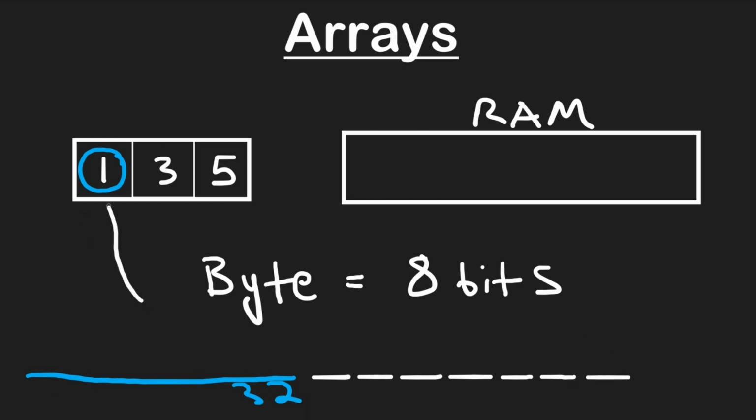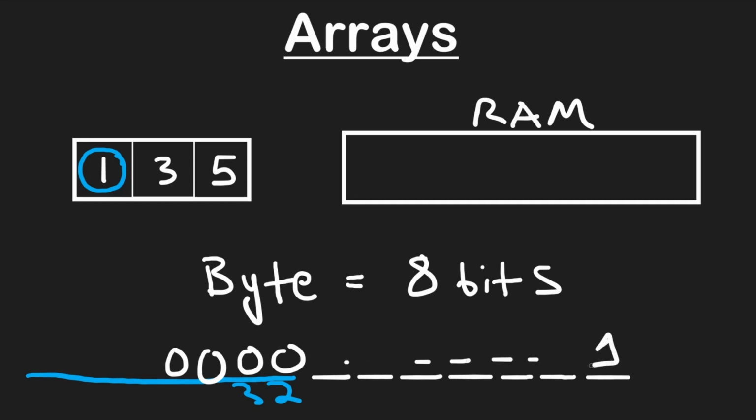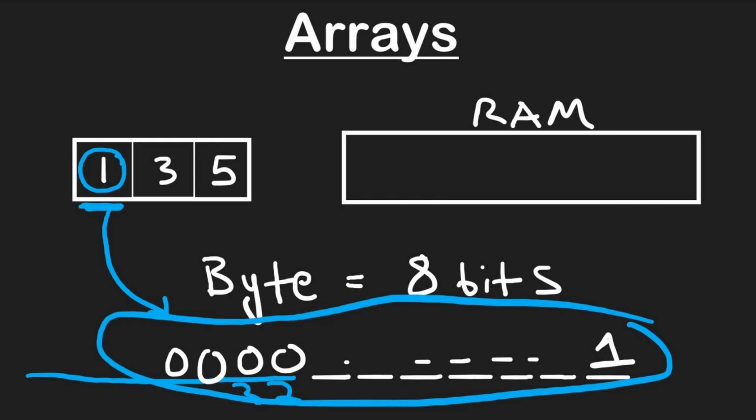So how are we going to represent this 1? Well, we're going to talk about this a little more in depth later in the course, but for now, I'll just tell you that it's going to be 31 zeros, and then all the way at the end, we're going to have a single 1. So what's important here is that we have a way to take this 1, represent it in terms of bytes, and then we're allowed to put that into RAM.